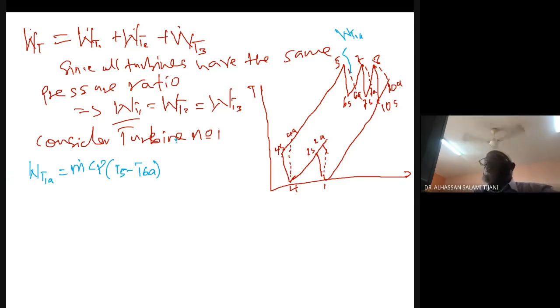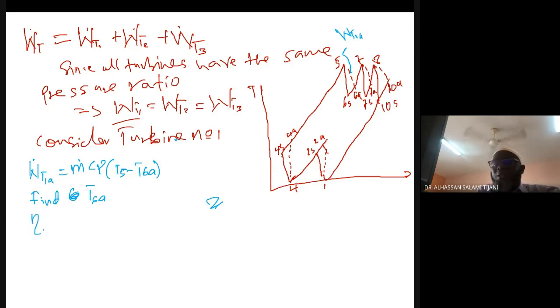Okay, so the mass flow rate of the fluid is known, but we don't know the temperature at state 6A. So we need to determine that. How do we determine this temperature? We have to use isentropic efficiency for the turbine. In order to find T6A, we have to use isentropic efficiency.